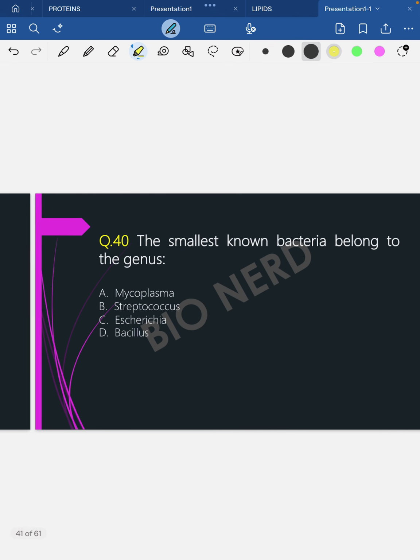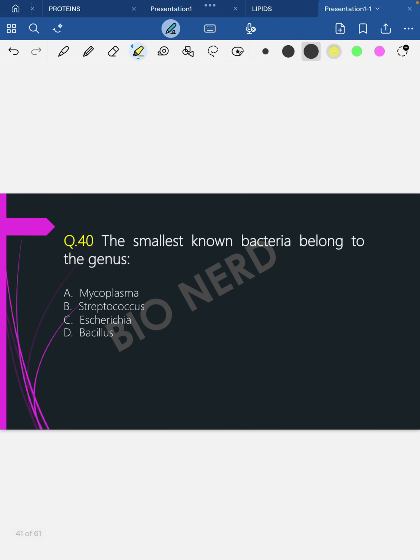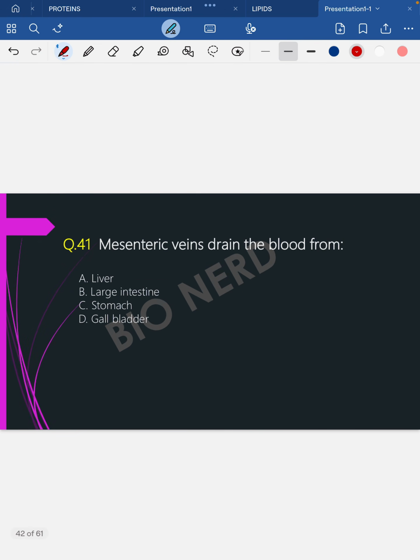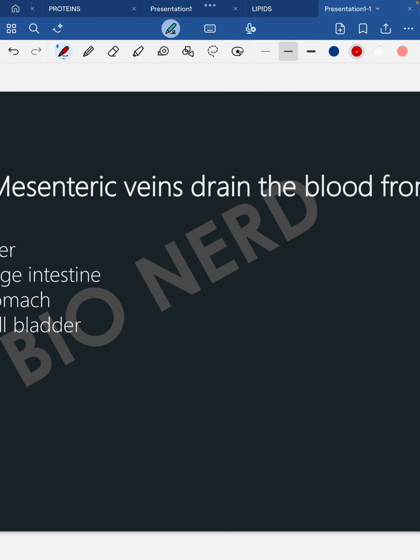Okay. 40. The smallest known bacteria belong to the genus Mycoplasma. Very easy. What is the size range of Mycoplasma? 100 to 200 nanometers. Okay. 41. Mesenteric veins drain the blood from. Here, two types of mesenteric veins, just remember.